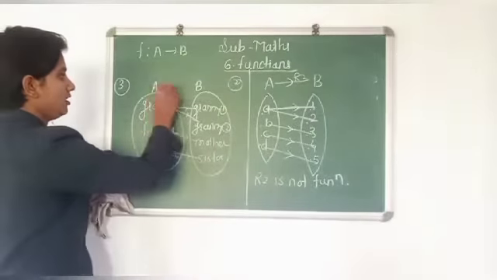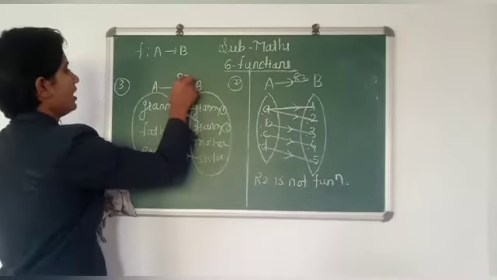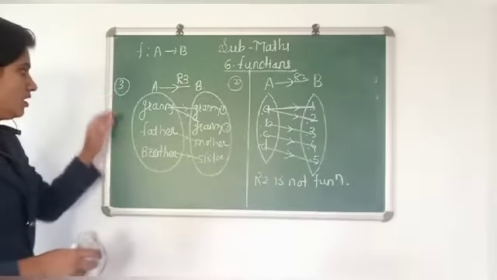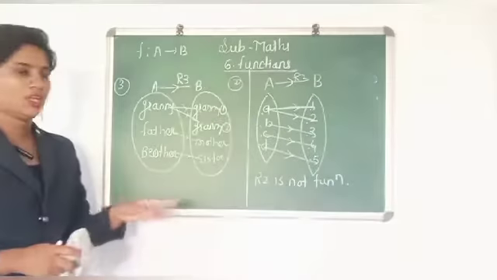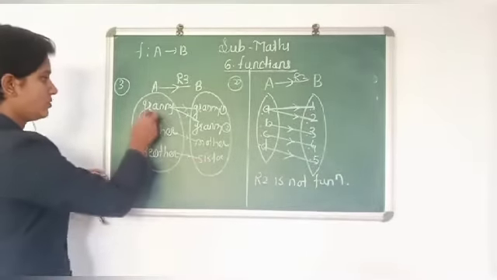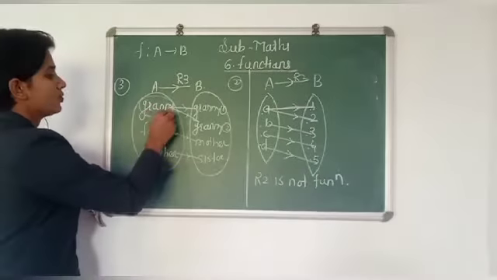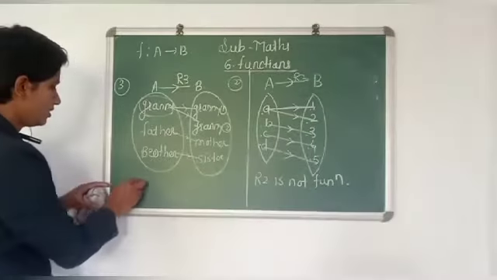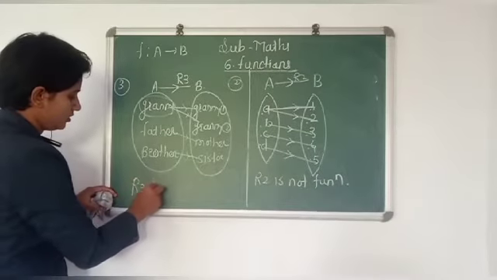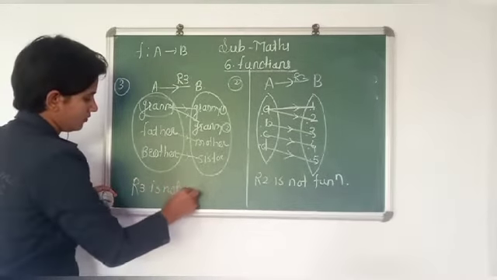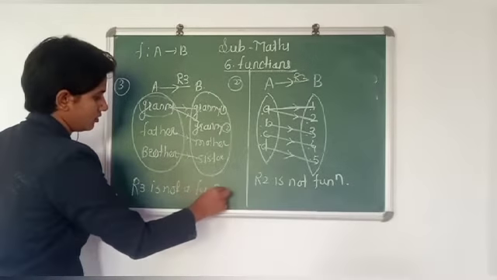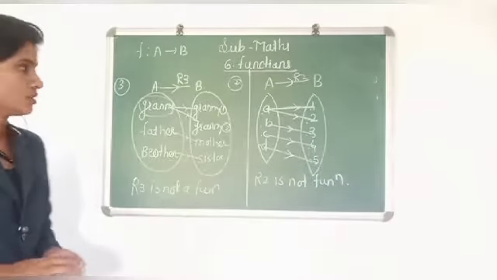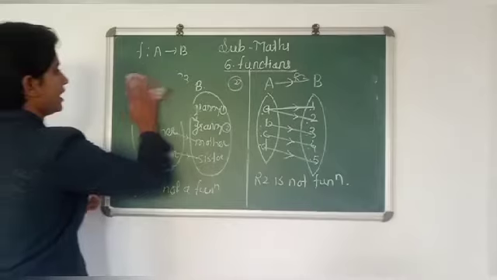So this R3 is not a function. Why is R3 not a function? Because every element of set A should have a unique image in set B, but the element of set A, granny, has two images in set B, granny 1 and granny 2. So this R3 is not a function. Okay, now see the next topic of this function, types of functions.